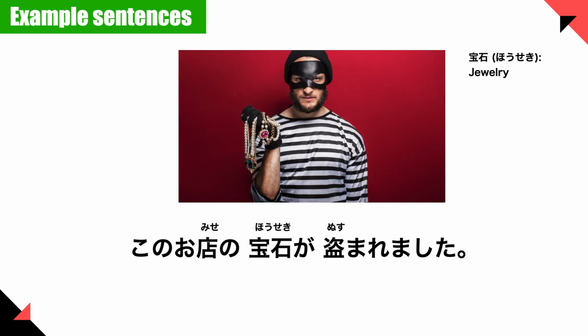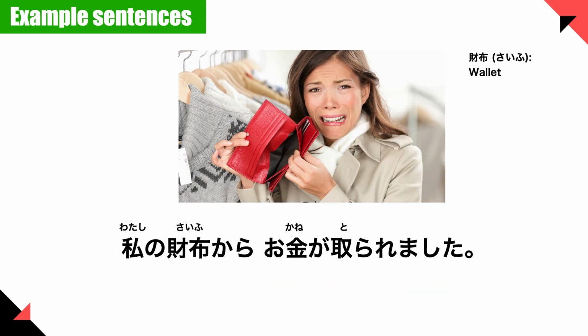Next example sentence. このお店の宝石が盗まれました。Jewelry in this shop was stolen. この店の, in this shop, 宝石, that means jewelry, 盗まれました。盗む, that means to steal. So, 盗まれました, that means was stolen.